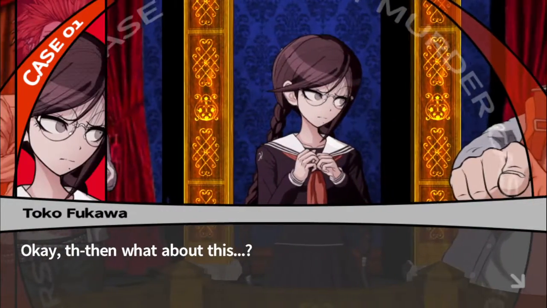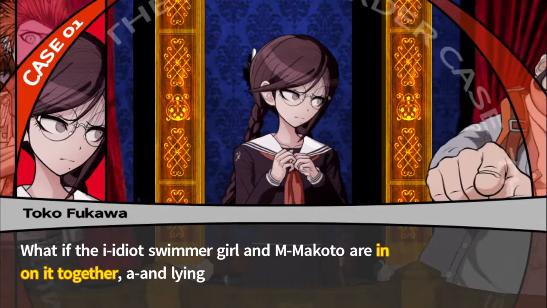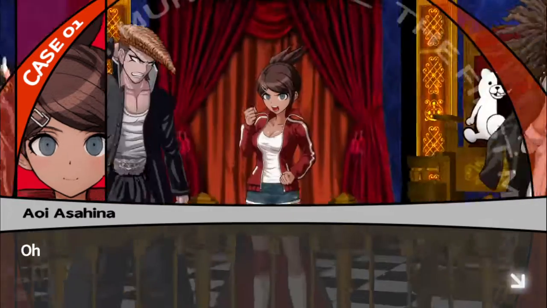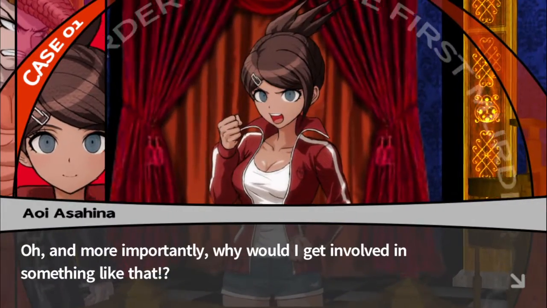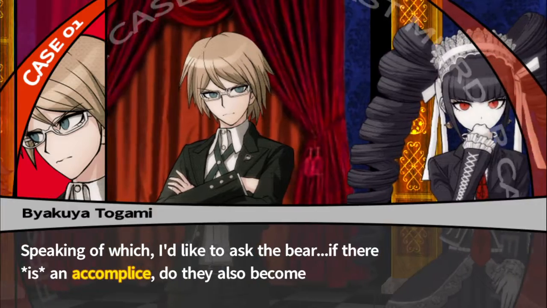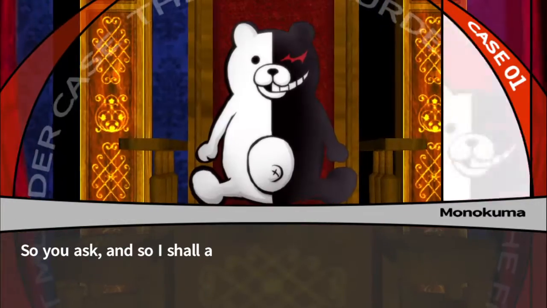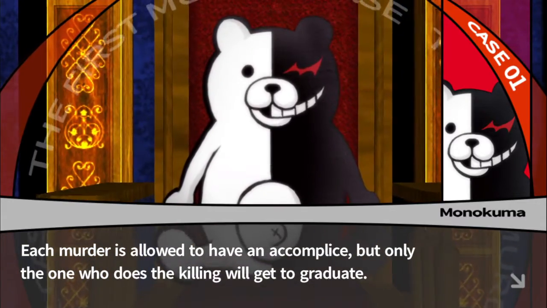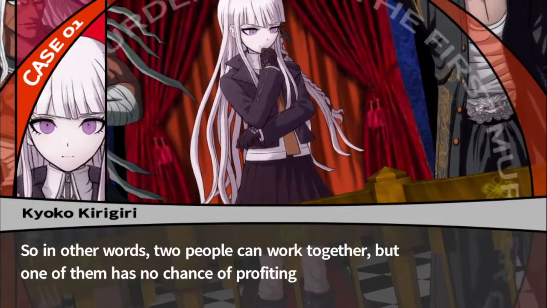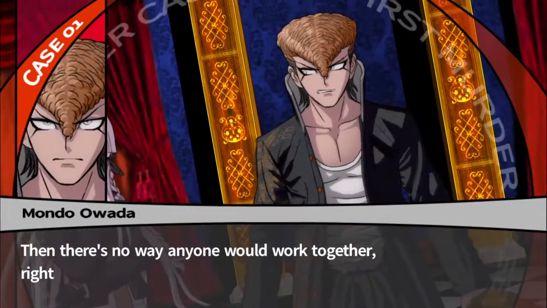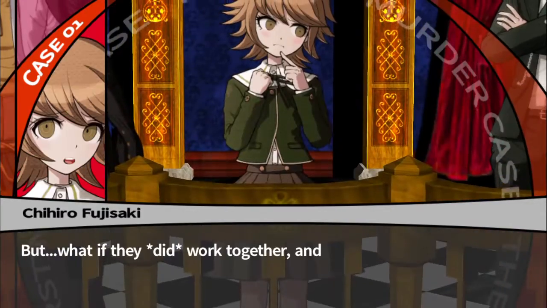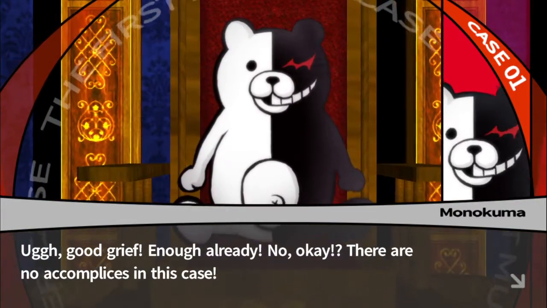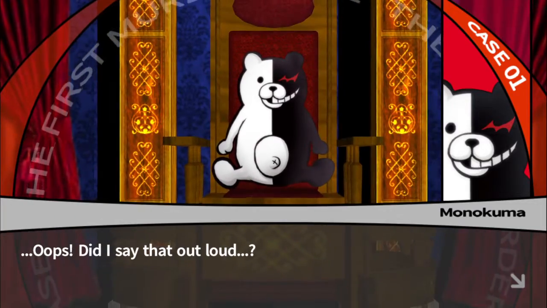Okay, then what about this? What if the idiot swimmer girl and Makoto are in on it together? Idiot swimmer girl? Oh, and more importantly, why would I get involved in... I'd like to ask the bear. Each murder is allowed to have an accomplice? So in other words, two people can work together. Then there's no way anyone would work together, right? But what if they did work together? Good grief! Enough already! No, okay? Oops! Did I say that out loud?